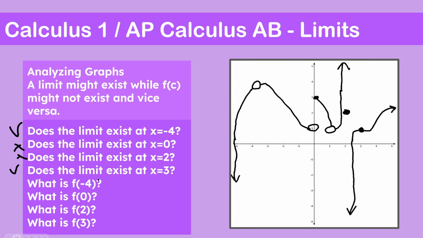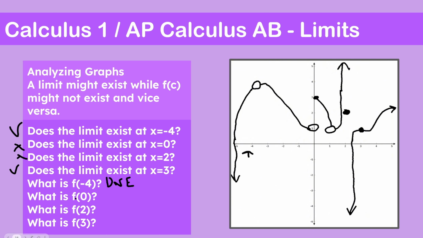Okay, this fifth question asks us, what is f of -4? So we're looking at -4, this is x, f of -4. However, there's a hole right here, and there's no point anywhere at -4, which means f of -4 does not exist because there's a hole right there.